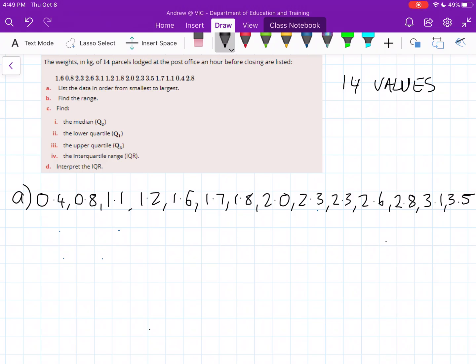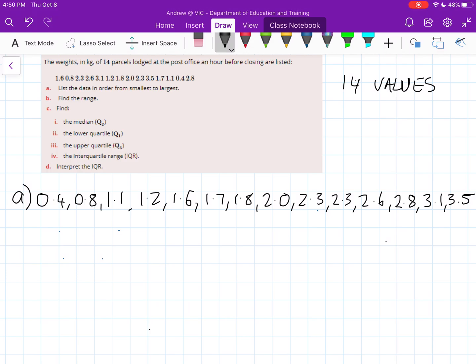G'day everyone, in this video we're going to be looking at finding quartiles for an even number of data values. For this question, the weights in kilograms of 14 parcels lodged at the post office an hour before closing are listed here. So we've got 14 values, an even number, so it just changes how you work out your Q2, Q1 and Q3 a little bit between odd and even numbers, and we're going to go over that.